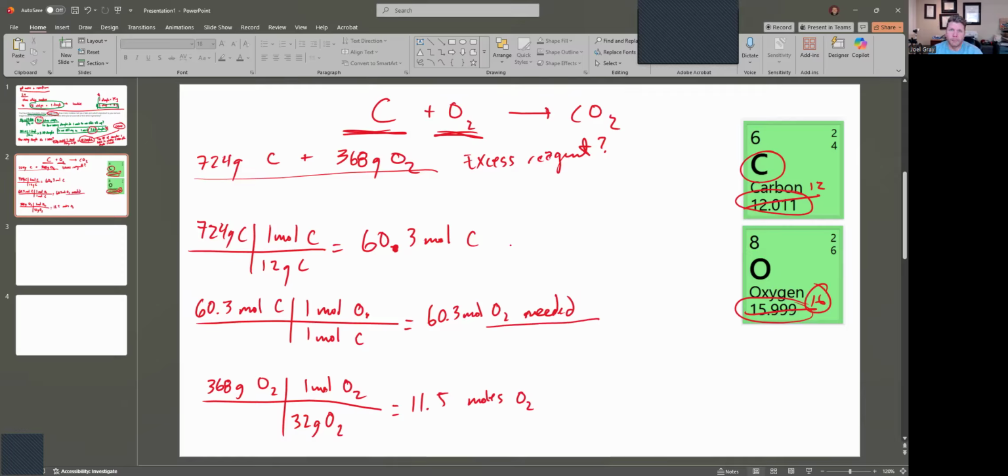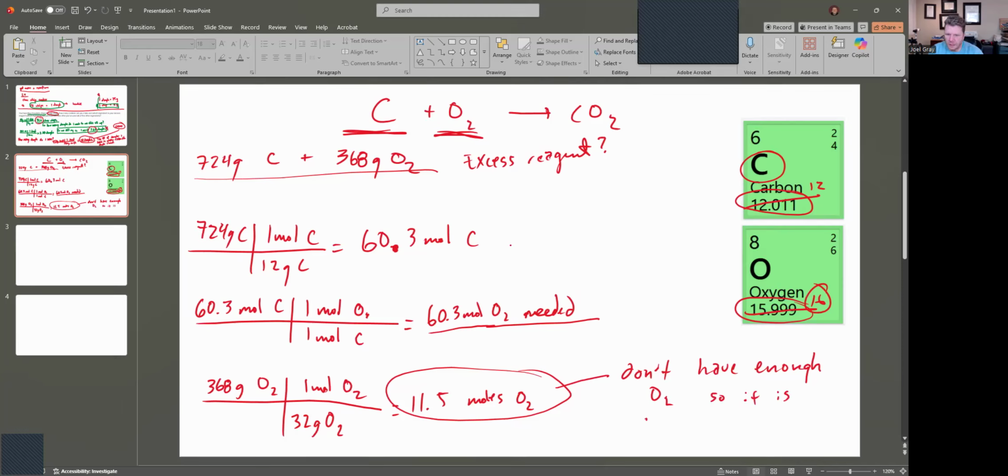I have 11.5 moles of O2. I need 60.3 moles of O2. Do I have the amount that I need? No, I don't. So I don't have enough O2. So it is limiting. Therefore, C is excess.